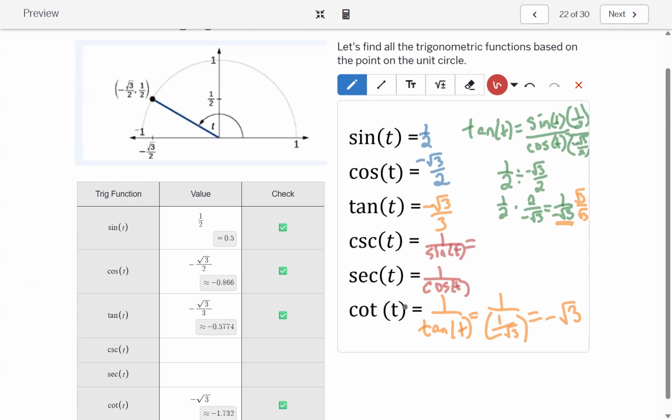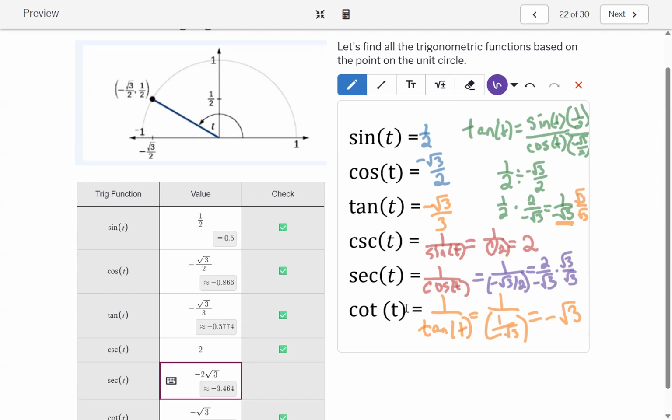So sine was 1/2, so our cosecant is 1 over 1/2. So cosecant is a lovely 2. Secant is going to require a little more work, though. This is 2 over negative square root of 3, but we have to rationalize it. So we end up with negative 2 times the square root of 3, and then that whole thing is divided by 3.